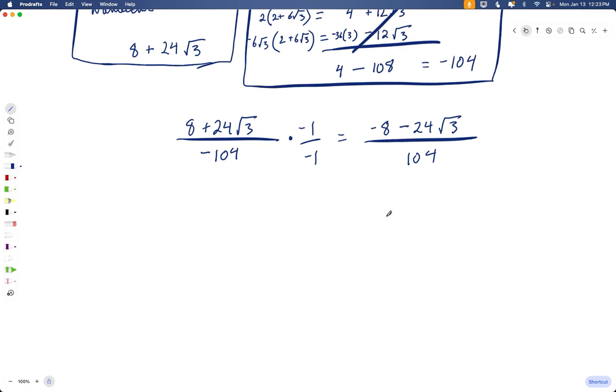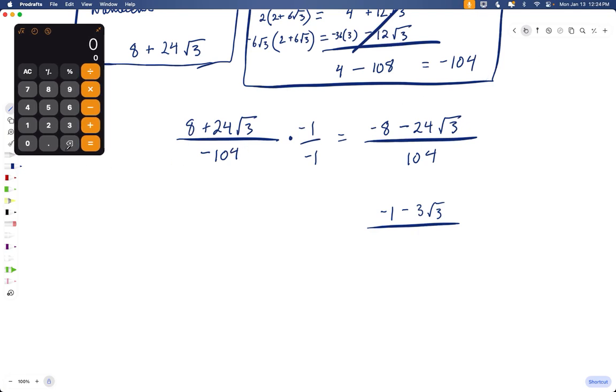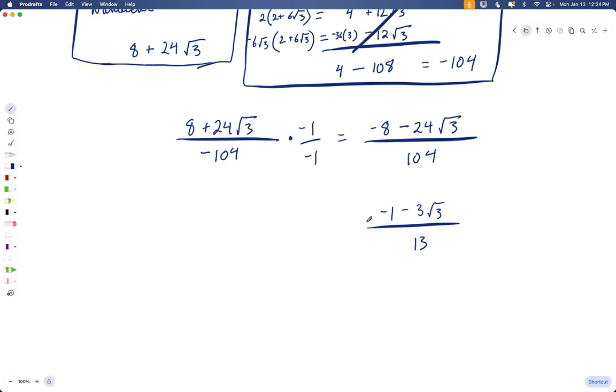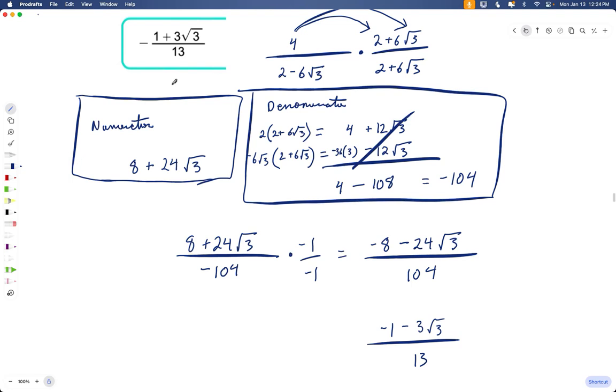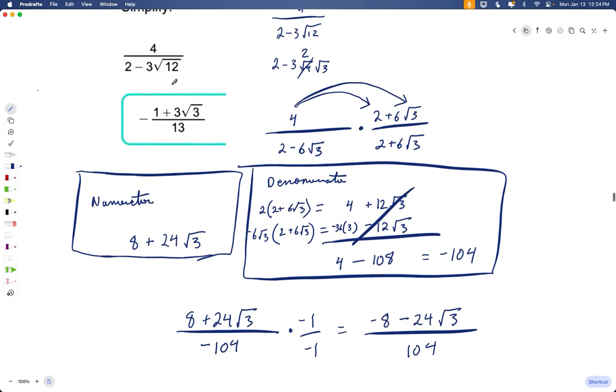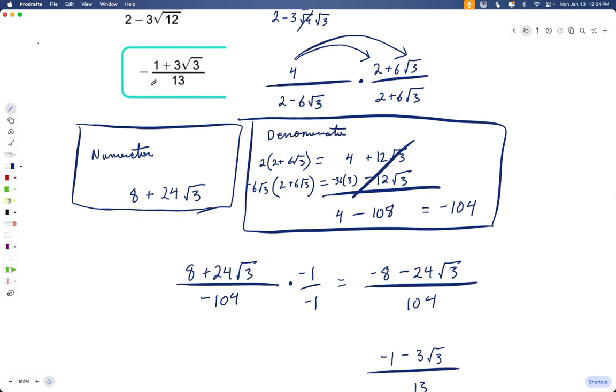So I know negative 8 divided by 8 is going to be negative 1. And negative 24 divided by 8 is going to be negative 3 times the square root of 3. And 104 divided by 8 is 13. That should be your answer. And what I'm seeing here is you've taken the negative out and put it on the outside. But what that does is that makes this negative, and this is not negative, this is positive. So while it's technically correct, it's the way it's typed in the system. This should be negative and this should be negative.